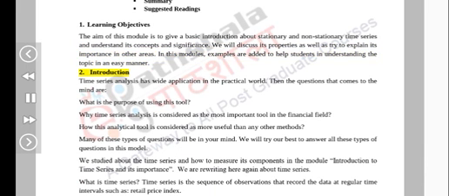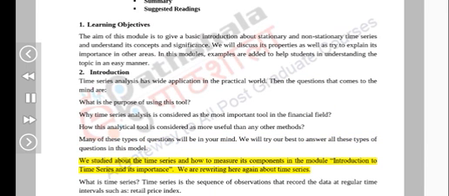Introduction. Time series analysis has wide application in the practical world. Then the questions that come to mind are: what is the purpose of using this tool? Why is time series analysis considered the most important tool in the financial field? How is this analytical tool considered more useful than other methods? Many of these types of questions will be in your mind. We will try our best to answer all these questions in this module.